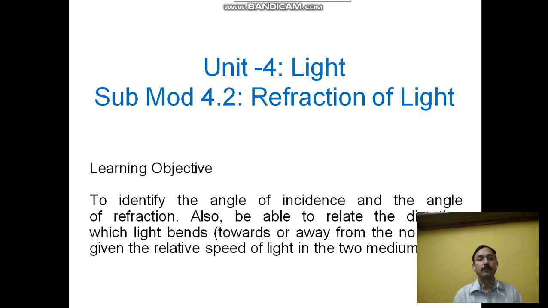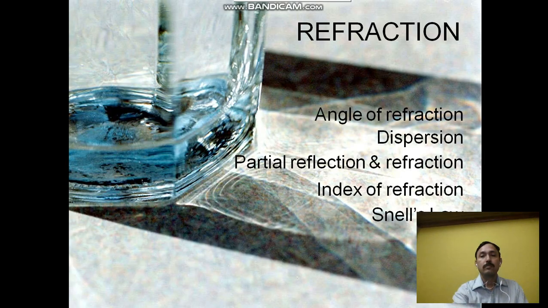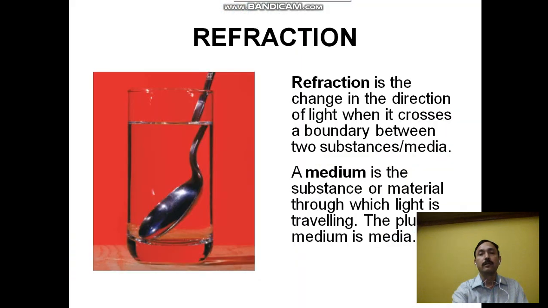Learning objective: to identify the angle of incidence and angle of refraction, and also be able to relate the direction in which light bends if given the relative speed of light in the two mediums. Now, this that we have discussed back in the background, we will go to the next part of the lecture.